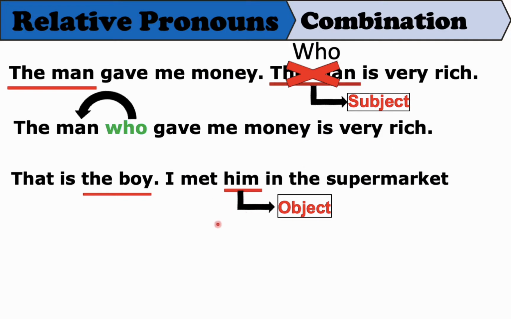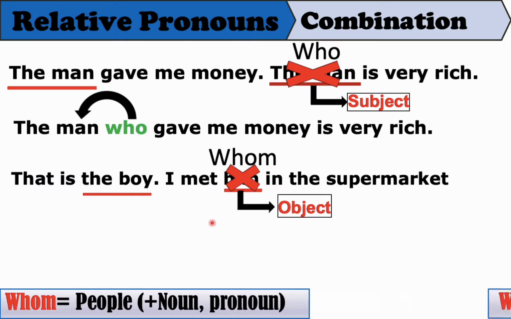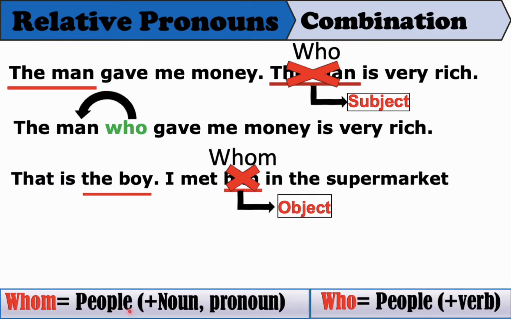Okay, but for the second example, what is repeated? It is him. And we are going to replace him with whom. Got it? So we need to change it with whom. Why? Because the thing that is repeated here is object. But the thing that is repeated in the first is the subject. Okay? Got it? So how can we change this one? So as you can see, whom is for people, and it is followed by noun or pronoun, who for people.